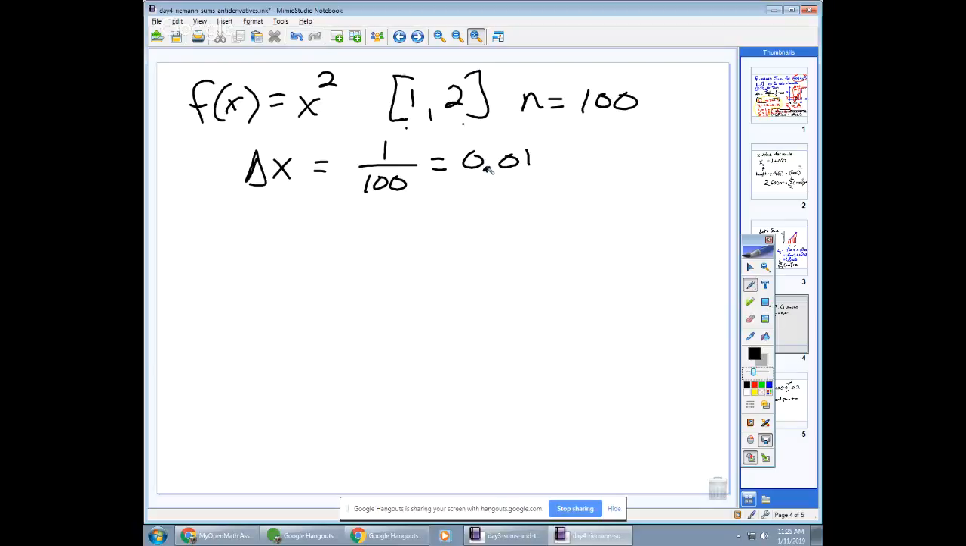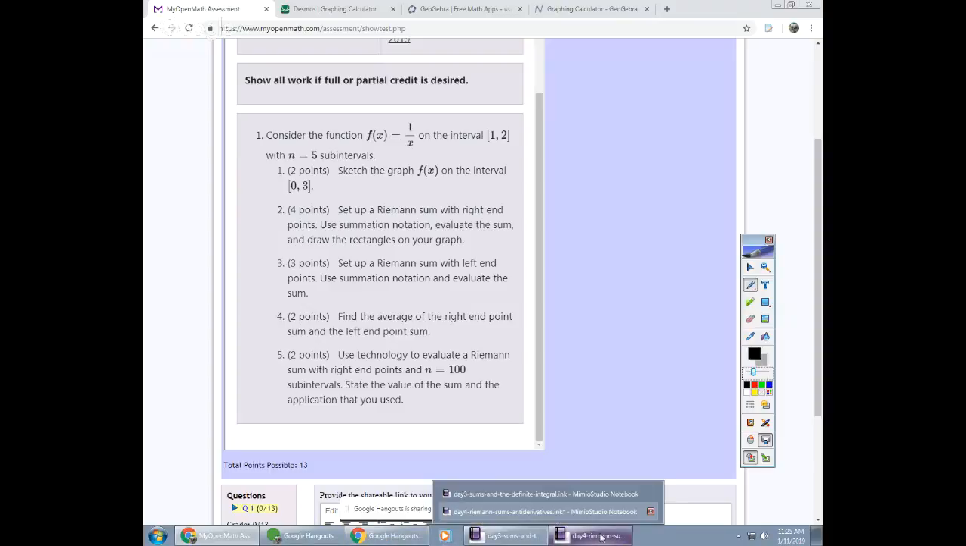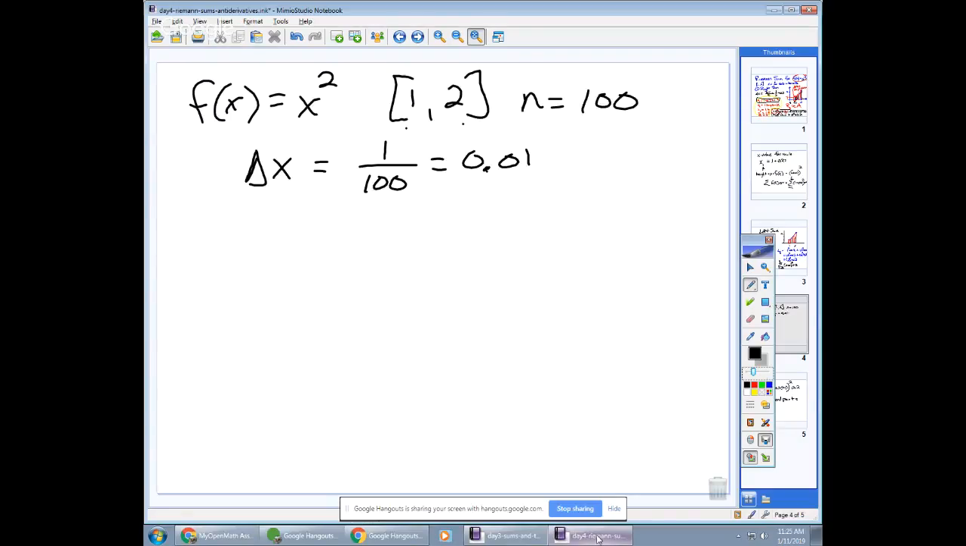All right. And I think I said use right-hand endpoints on this one. True. With right endpoints. Yep, cool. And usually I find right endpoints easier to set up. All right, so what's my first x value going to look like? Where do I start? I start at 1, then I add the 0.01, right? So yeah, it's going to be 1.01. So it's my starting value plus my delta x.